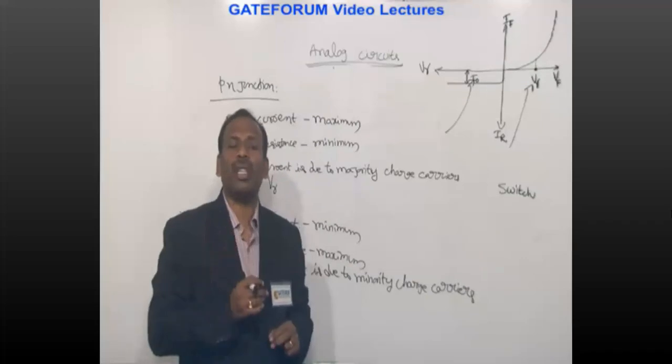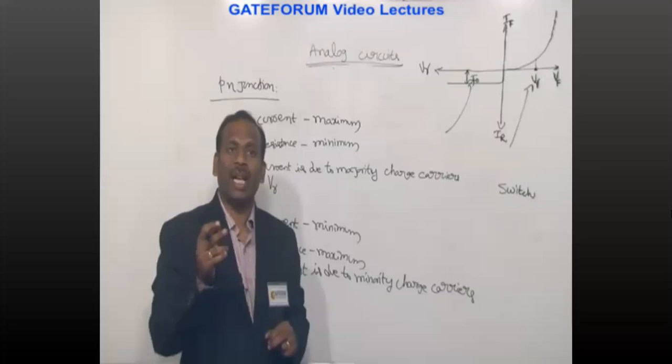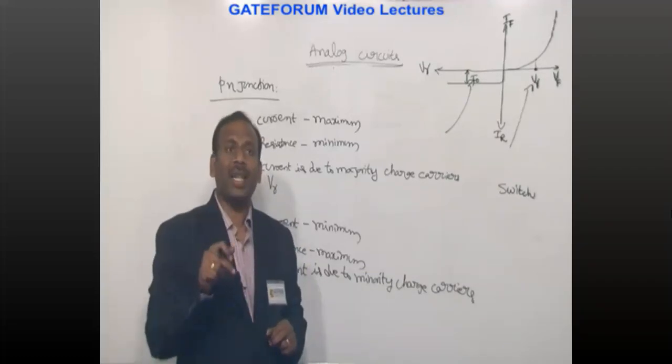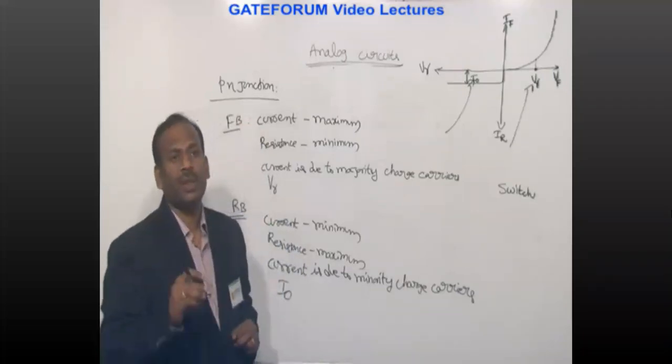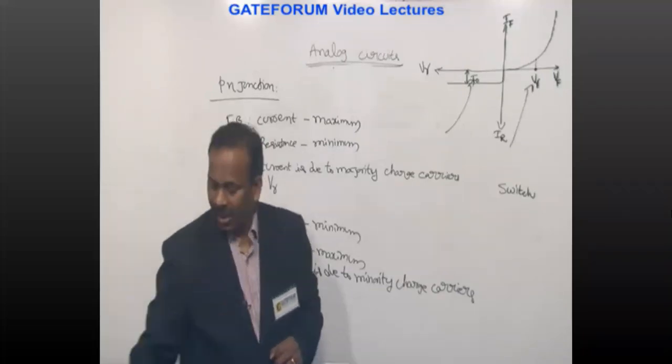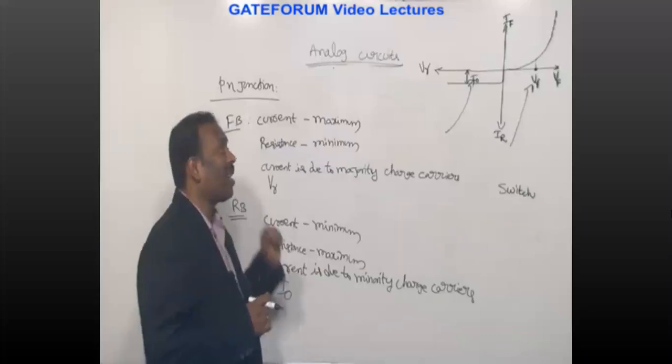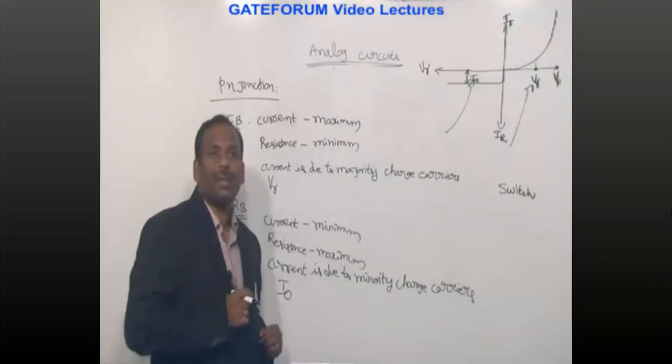Under forward bias condition, the diode or PN junction acts as an on switch, that is, current is maximum. Current is zero when the diode is reverse biased, and it acts as an off switch. So one simple application of a diode is a switch. Clear? Now, is the diode a linear device or a non-linear device, from the characteristics?